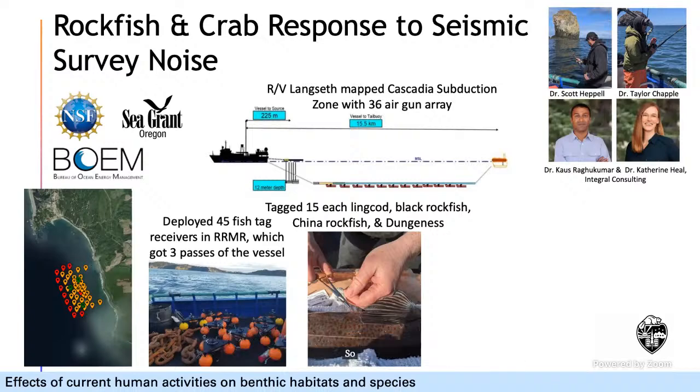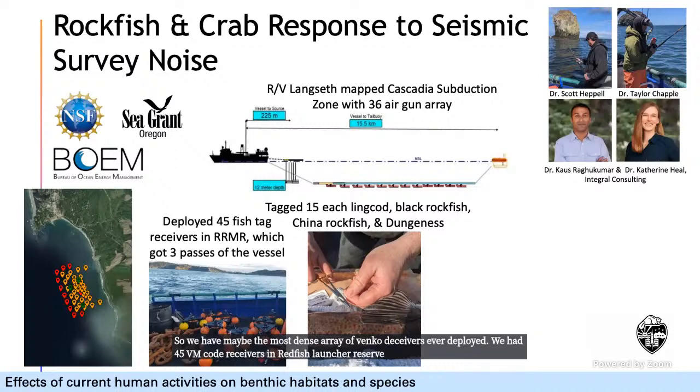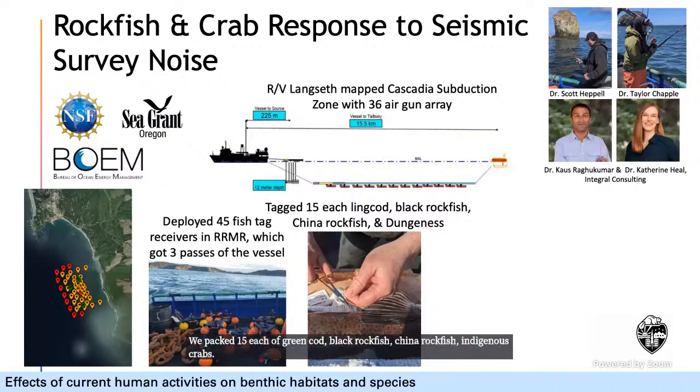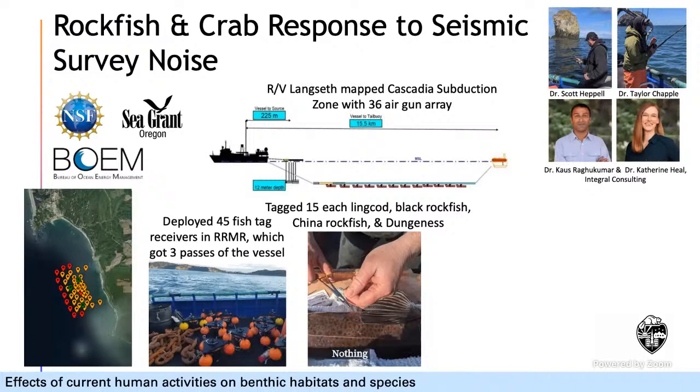So we had maybe the most dense array of Vemco receivers ever deployed. We had 45 Vemco receivers in the Redfish Rocks Marine Reserve. We tagged 15 each of lingcod, black rockfish, China rockfish, and Dungeness crabs. And the lingcod left. So see you later, $300 times 15 fish.